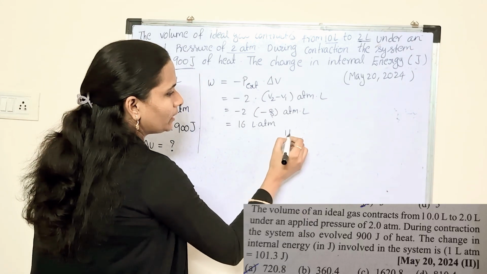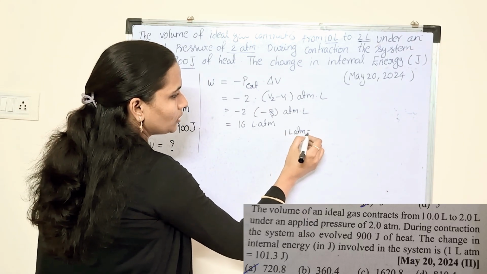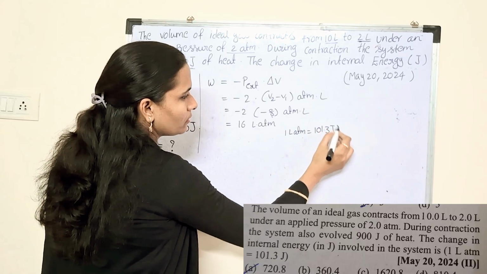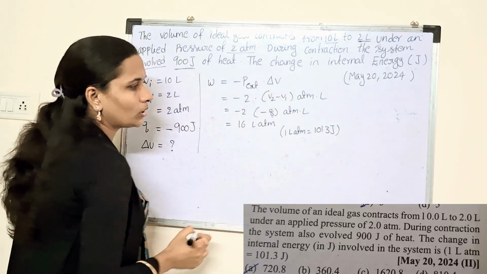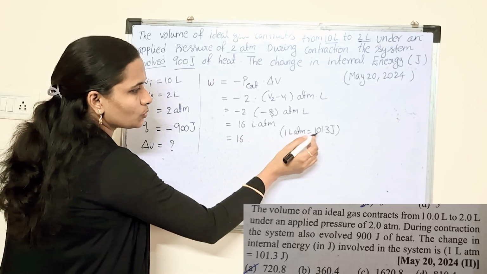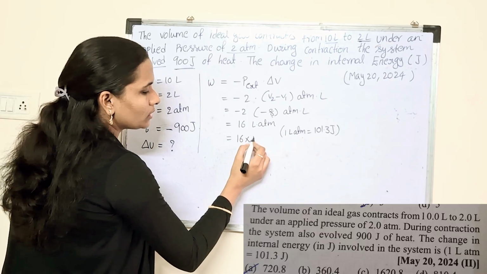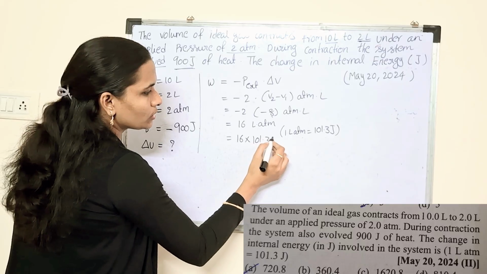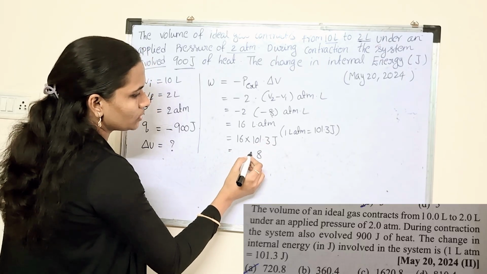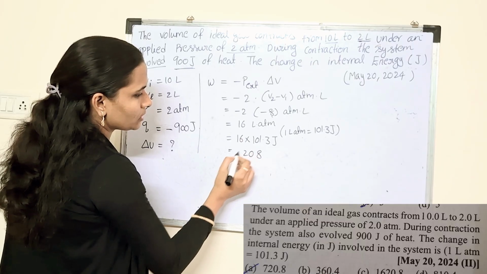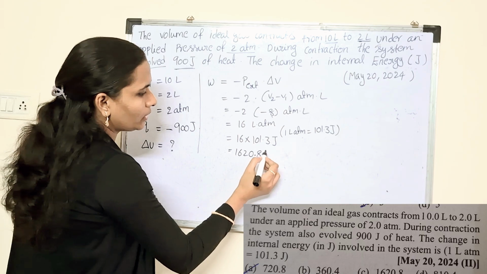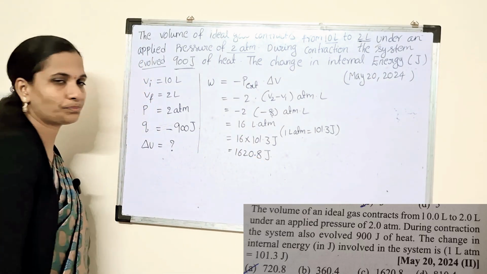So now 1 liter atmosphere equal to nearly 100 joules, 101.3 joules, this is the value. 1 liter atmosphere equal to 101.3 joules. So now 16 into 1 liter atmosphere, how many joules? That is 101.3 joules. So now 16 threes are 48, 16 ones 20... so this is 1620.8 joules. So this is the work done.